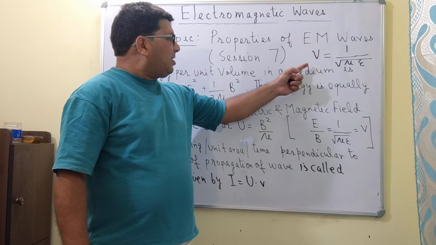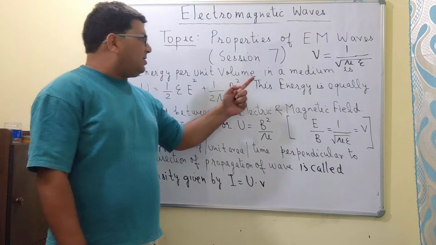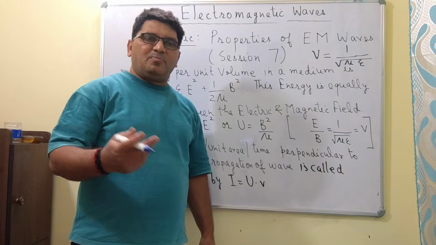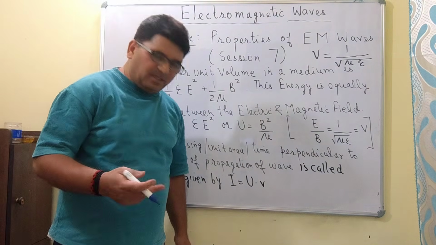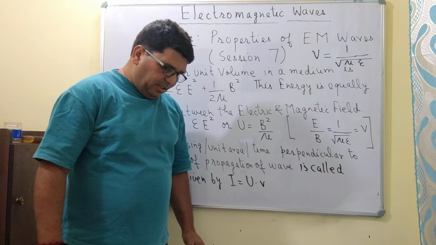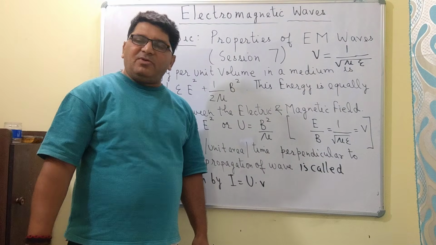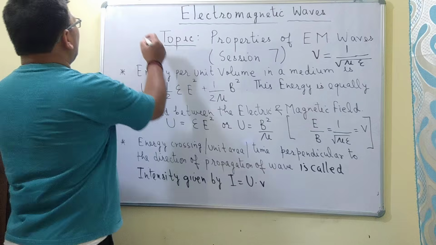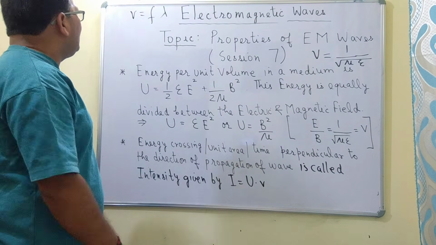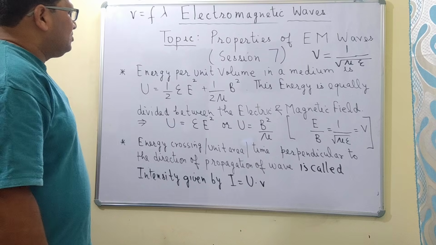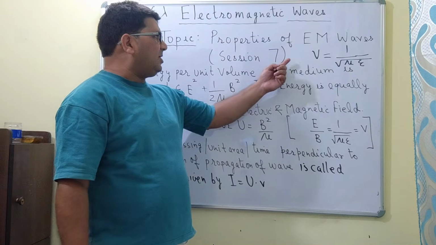The electromagnetic waves exhibit the properties of polarization, diffraction, reflection, refraction, and interference. They obey the wave equation, which is given by V = f λ, where f is the frequency and λ is the wavelength. So these were some of the important properties which we discussed in session number 1.